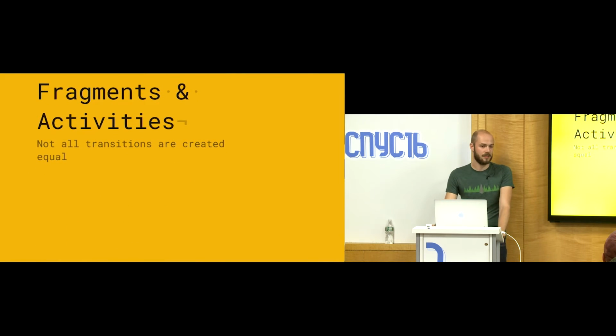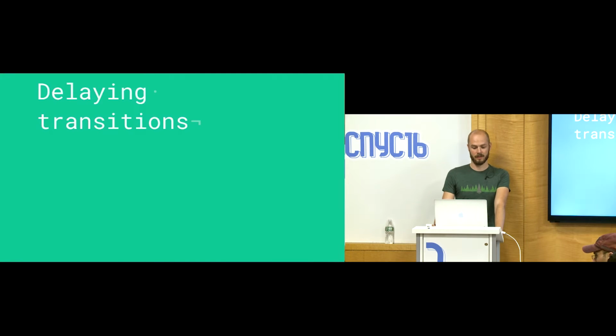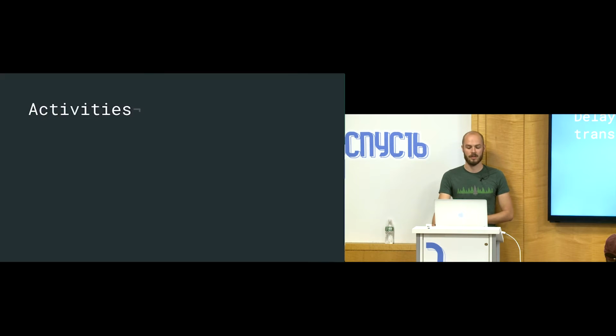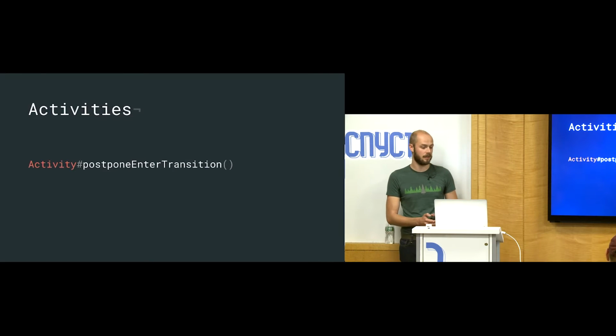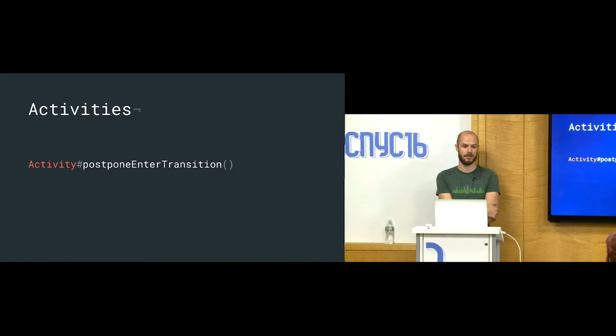So not all the transitions that you actually call are being created in the same way, and they're not all equal, which can take a little bit of time to figure out. This is why I figured it makes sense to have this in here. One of the important things you want to do is delaying transitions when you have views that are not fully populated, or not everything is already there when you start the activity and when the transition would actually happen. So what you do is you postpone a transition. Within an activity, this is straightforward. There is an API which is called postponeEnterTransition.